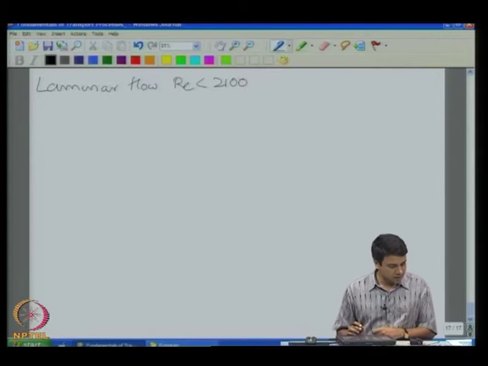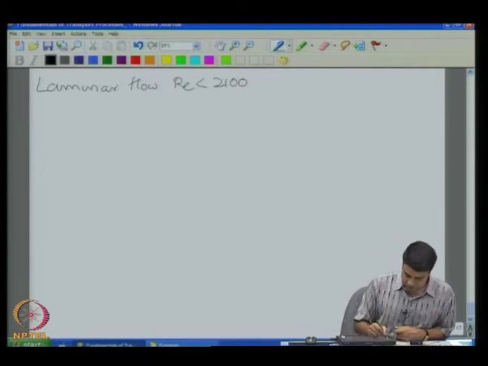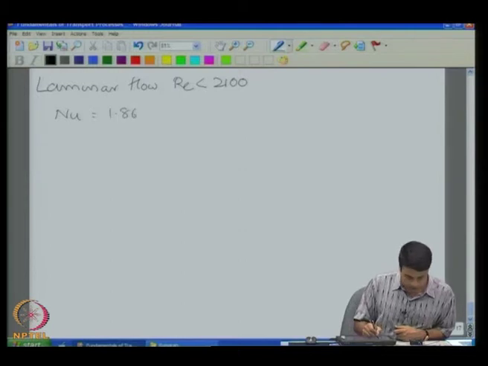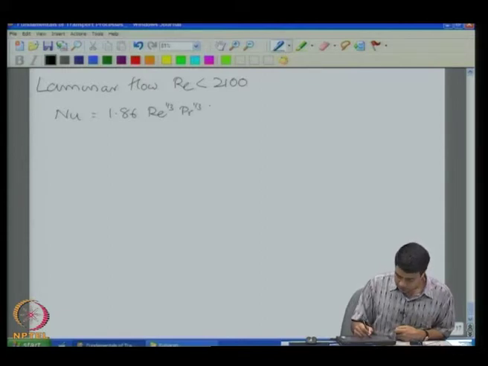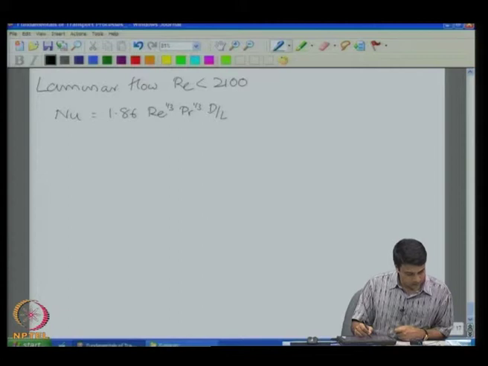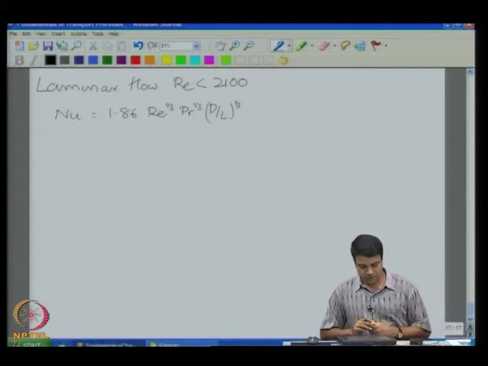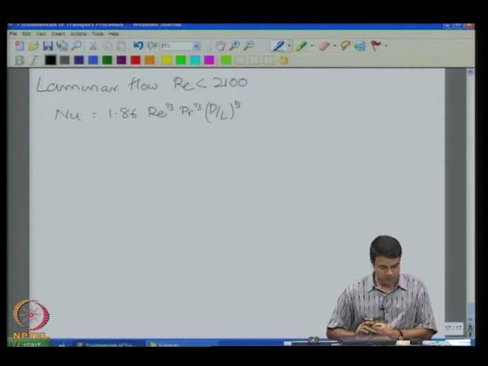Okay. And these correlations are of the form Nusselt number is equal to 1.86, Reynolds number to the power 1/3, Prandtl number to the power 1/3, d by L to the power 1/3. Okay. So, this is a correlation that applies for a laminar flow when the Reynolds number is small.